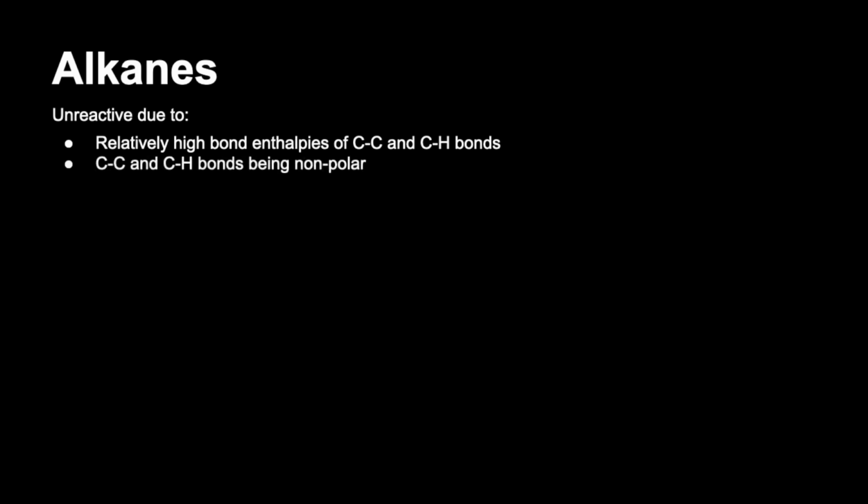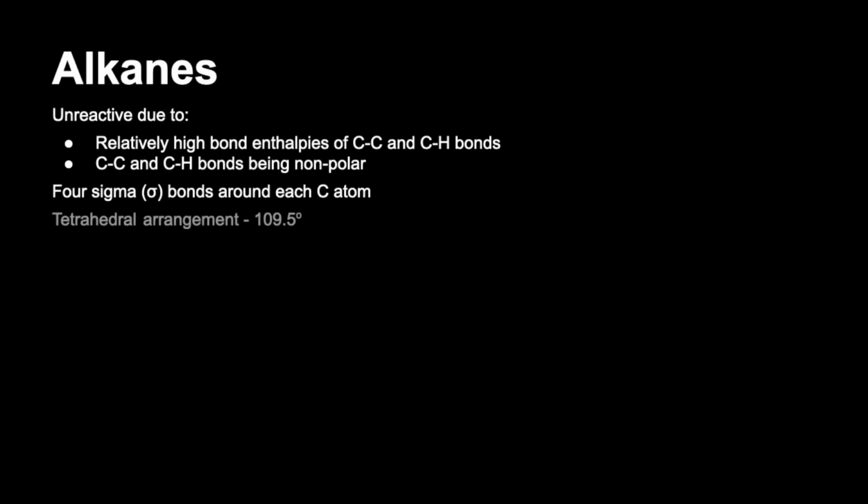So alkanes are unreactive due to the relatively high bond enthalpies of the bonds. So we've got CC single and CH bonds in an alkane. Also, the CC single and CH bonds are classed as non-polar. Obviously, CC bonds are non-polar, CH bonds classed as non-polar because the electronegativity difference is so low. You've got 4 sigma bonds around each carbon atom in an alkane, which gives it a tetrahedral arrangement, and the bond angle is 109.5 degrees.